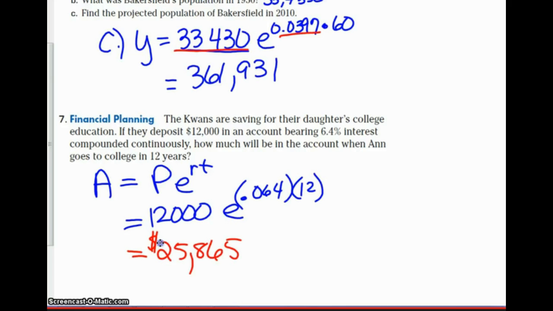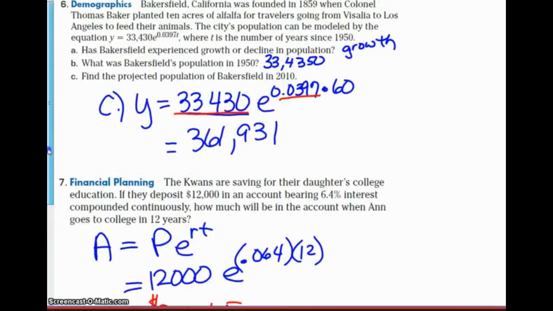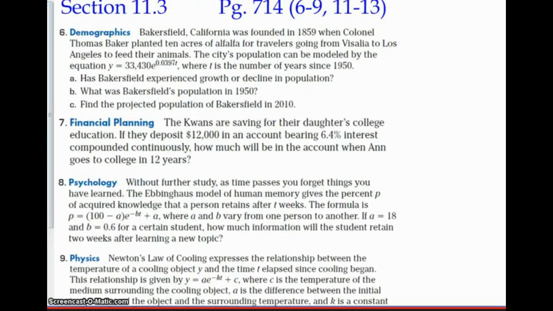So hopefully you got a good idea of how we use the continuous compounding formula and when we have growth and decay. I do want you to do this assignment on page 714. There are some really good word problems in there. Good luck.